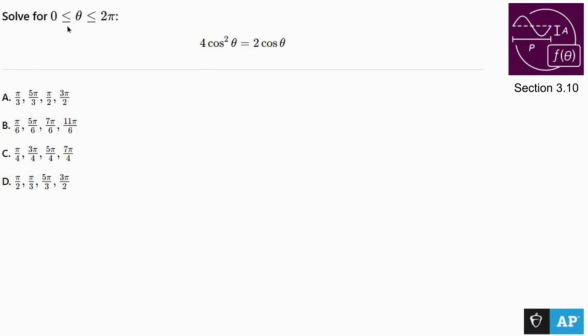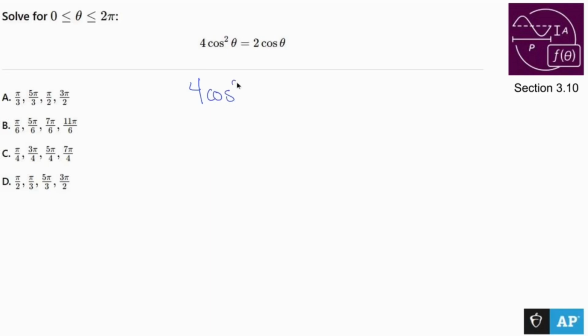Solve for all theta values in between and including 0 and 2 pi. So we got 4 cos squared theta equals 2 cos theta. So why don't we do this? Why don't we subtract 2 cos theta from both sides? You don't want to divide by cosine because that eliminates possible answers.